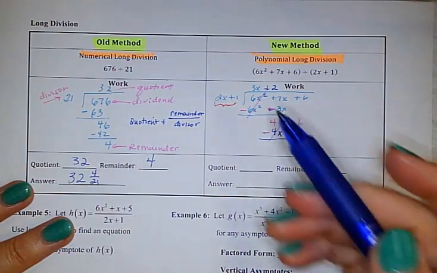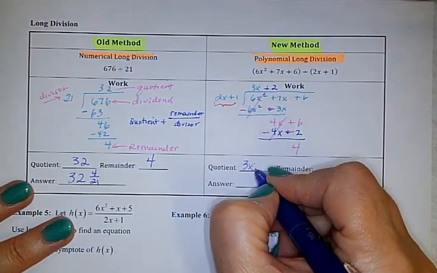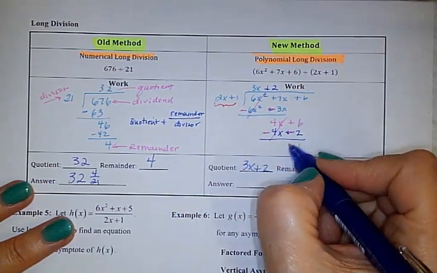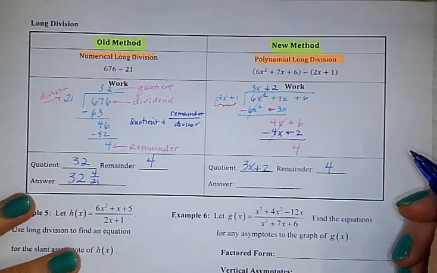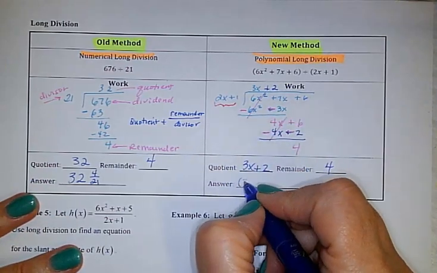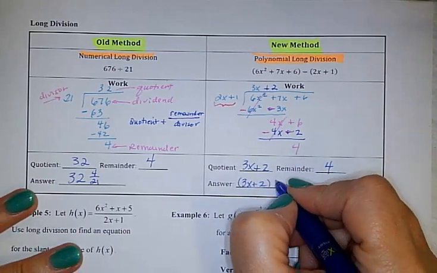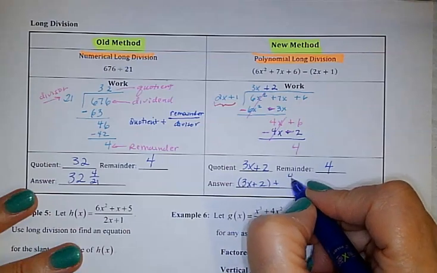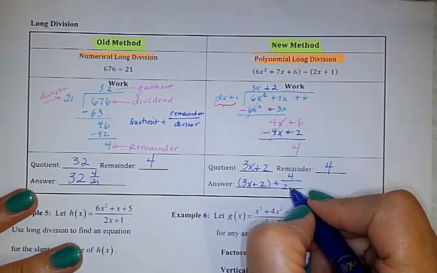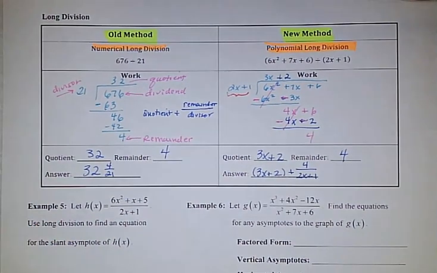So if I'm filling out my pieces here, the quotient is what's on top. That's the 3x plus 2. The remainder is what's down here on bottom, which is 4. And then the answer is the quotient, and we'll put parentheses around it because it's a list of terms, plus the remainder, which is 4, over the divisor, which is 2x plus 1. So that's what long division with letters looks like.